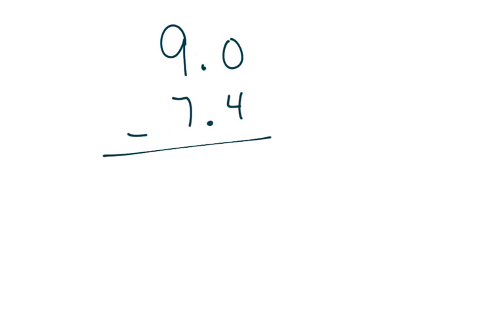So to take 4 from 0, I need to borrow. So I'm going to borrow from the 9. So 10 minus 4 is 6. Bring down the decimal. 8 minus 7 is 1. So I got 1.6 as my answer.